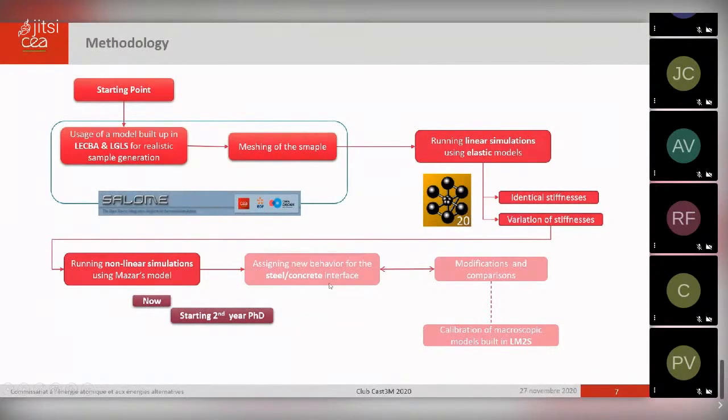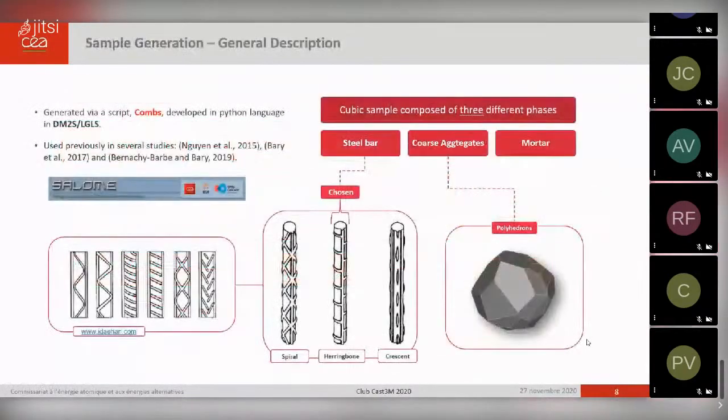And then after that, we're going to design a new behavioral steel concrete interface, modify, compare, until finally reaching the calibration of the macroscopic models. So the script used for modeling was developed in the MDS LGS called Combus. It was used in previous studies in LECPA, for example. It uses Salome, as I mentioned before.